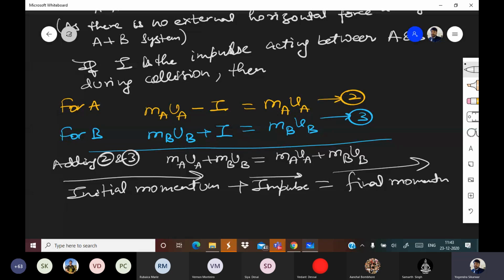Is that clear? Now comes the internal force. No, it has nothing to do with internal or external. Impulse has nothing to do with internal or external. Impulse is due to force. If force is there and the force is acting for some time, it will create impulse. Okay.